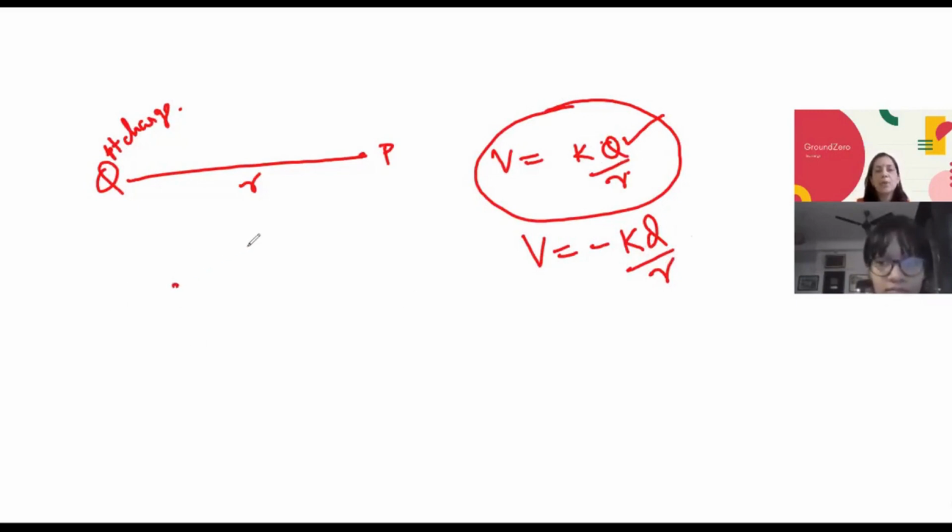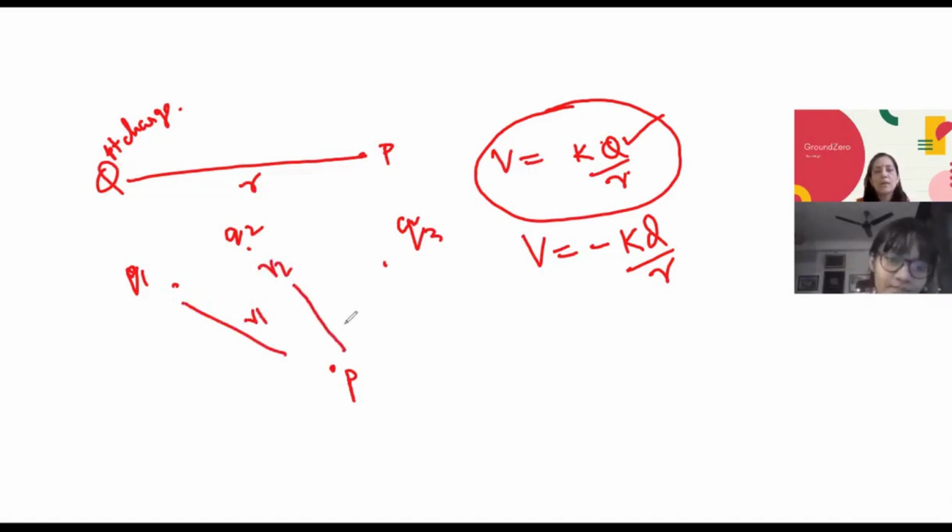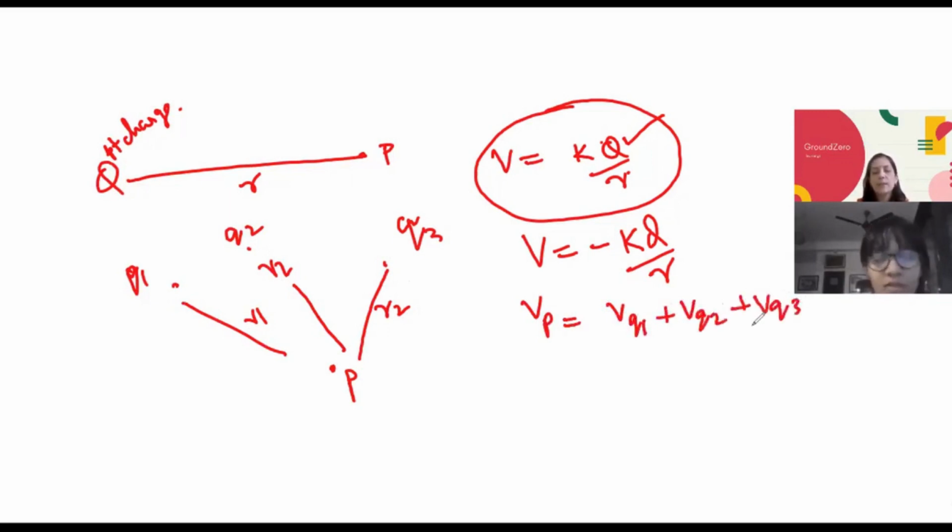And if there are a number of charges, let us suppose Q1, Q2, Q3, and they ask you to find the potential at this point P, and the distances are R1, R2, R3, then what will it be? The resultant at P will be the potential due to Q1, the potential due to Q2, and the potential due to Q3.